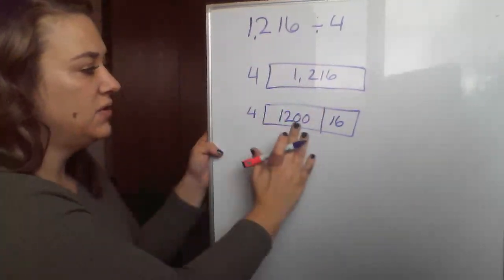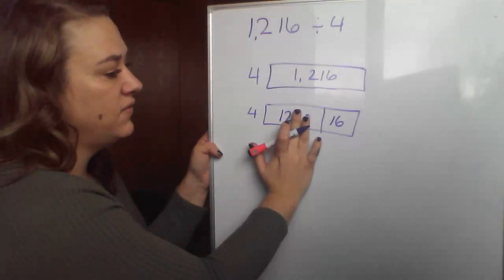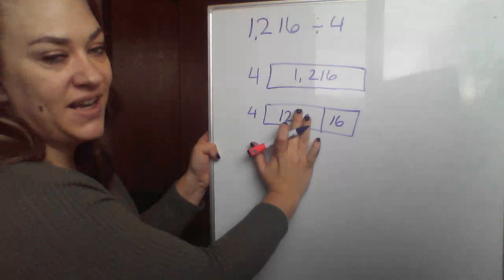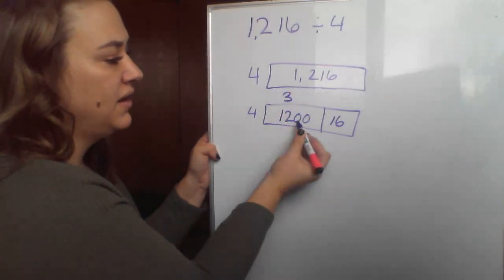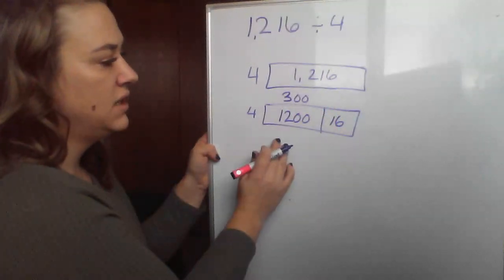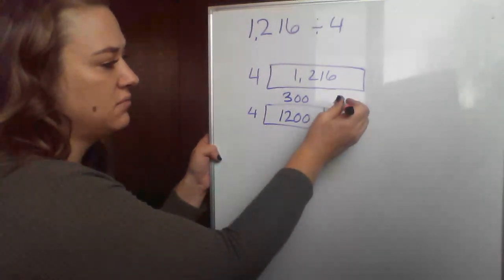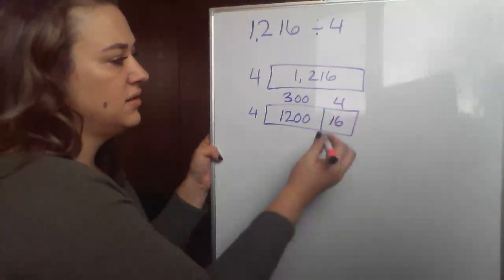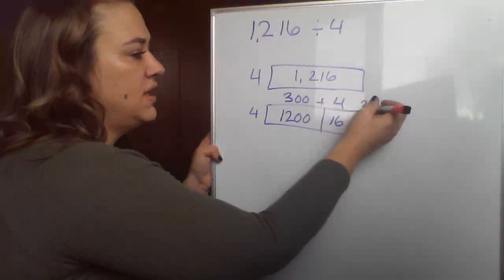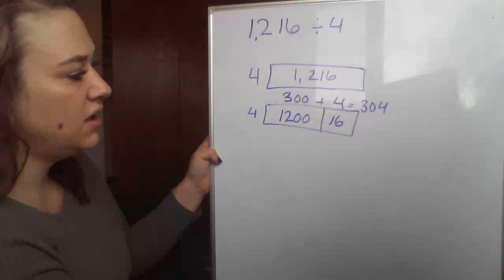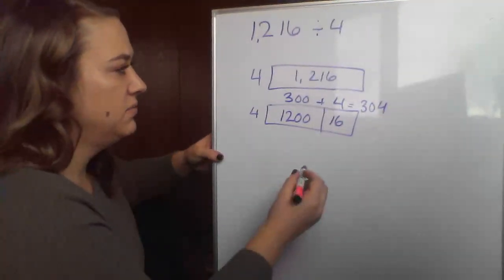So now we can think, we'll ignore those zeros for a second. 12 divided by 4 is 3. Add your 2 zeros. And then 4 times 4, I know, gives me 16. So my answer is going to be my quotient, 304. So let's double check that with long division.